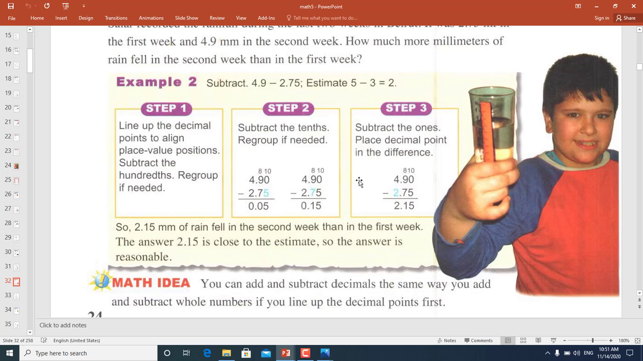And let's estimate to check. We will round for the first digit. The first digit is 4 and the next digit is 9. 9 is more than 5, so it's rounding up. This 4 will be 5. And from there, the first digit is 2 and the next digit is 7. So 7 is more than 5. This 2 will be 3. After that, 5 minus 3 is 2. So the answer is 2.15.